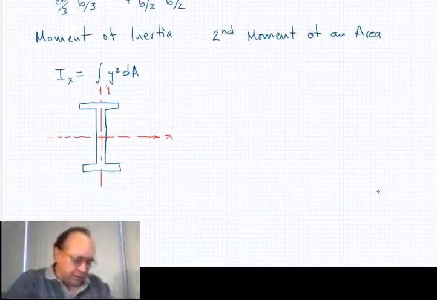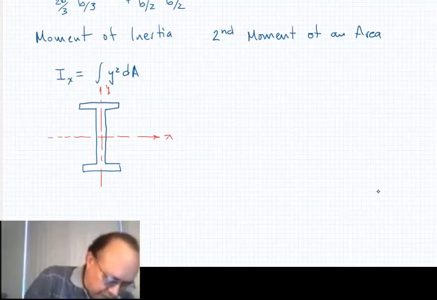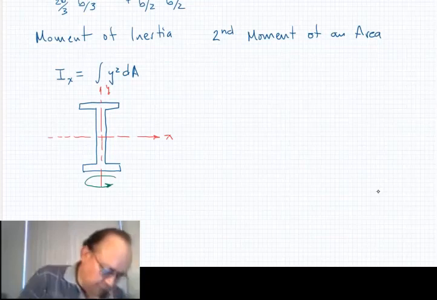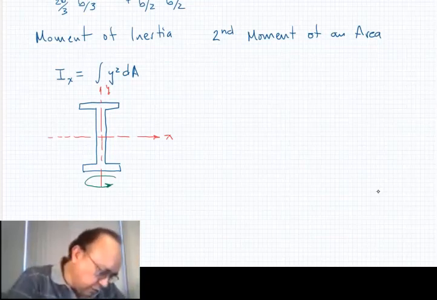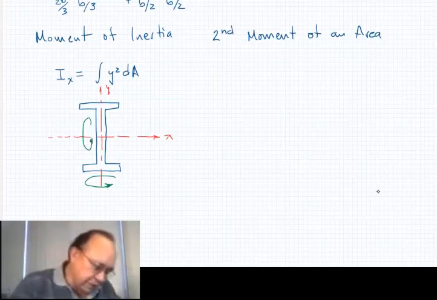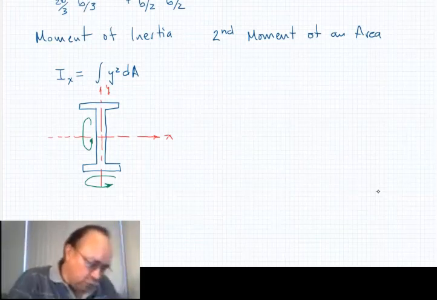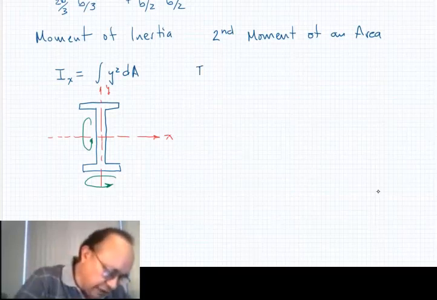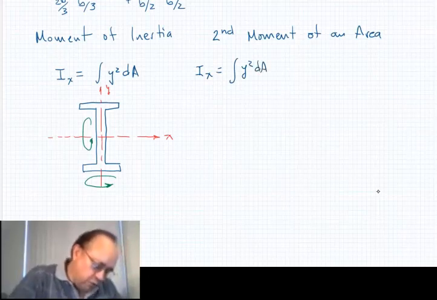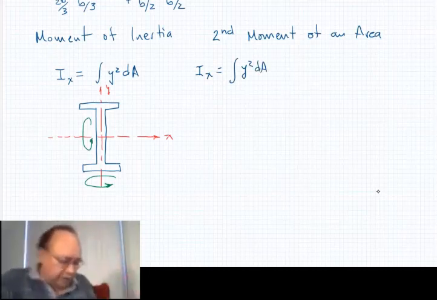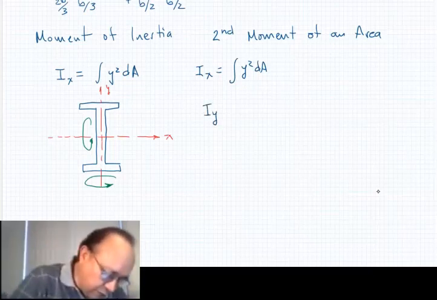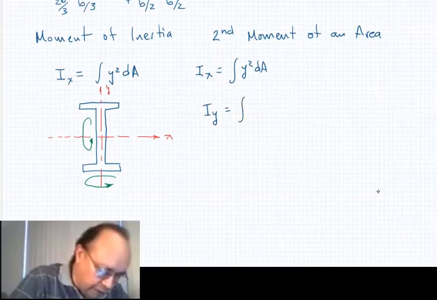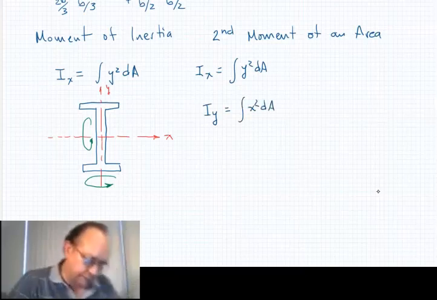If you think about this area trying to rotate about the y-axis, or trying to make this area rotate around the x-axis, then you will be interested in the moment of inertia of the area for rotation around the x-axis. That will be this Ix equals integral of y squared dA. Or if you want to analyze the rotation of the area about the y-axis, you will have Iy equals integral of x squared dA.